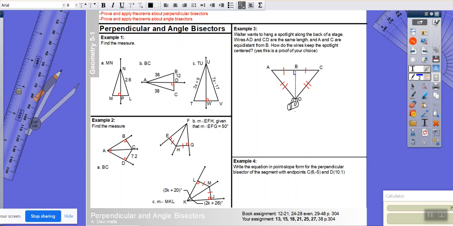Claire, can you say that again? Okay, we could use the converse of the perpendicular bisector theorem to prove that the two lines are perpendicular, and if they're perpendicular, then it's a right angle. Okay. Yeah, I agree.